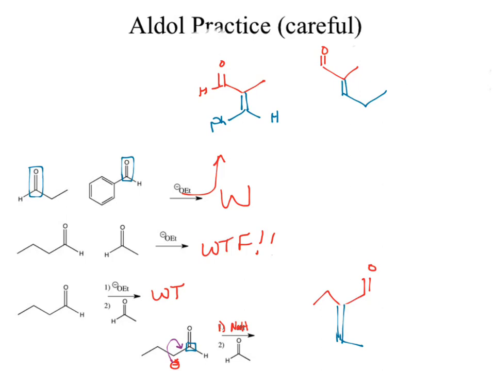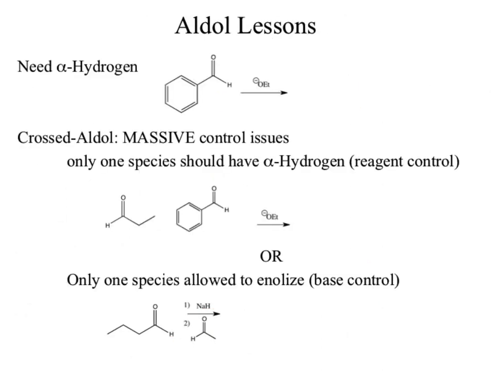So when we move into the aldol condensation, there are these little nuanced things that we have to watch out for. We have to know what happened, and then we have to be cognizant of what bases we're using along the way. We good with that? Okay, so our big lessons. We need alpha hydrogens. The very first one didn't have an alpha hydrogen. Yeah, that's not going to happen. We get nothing.